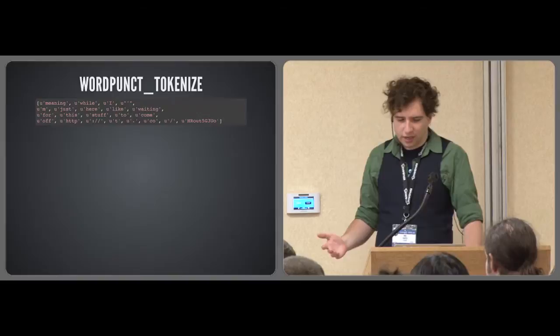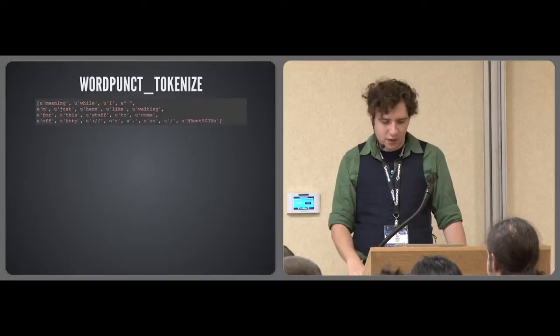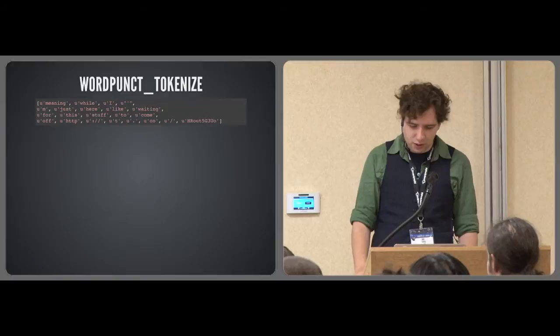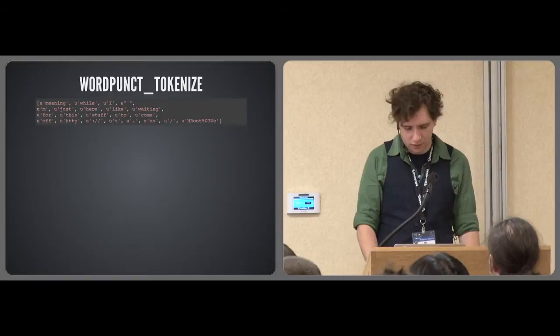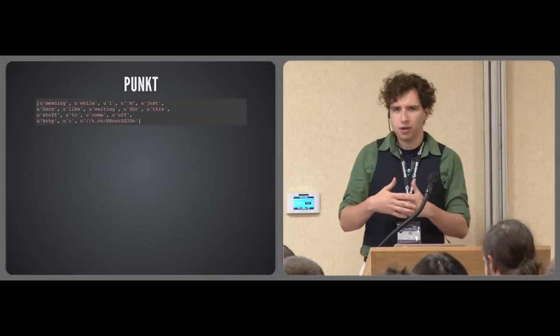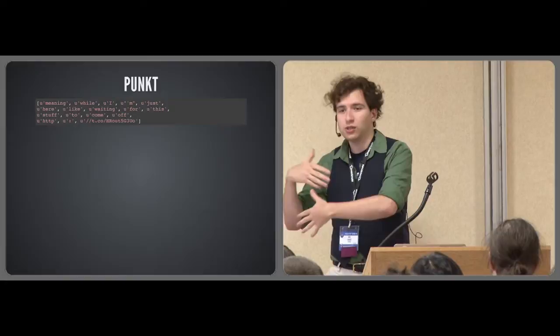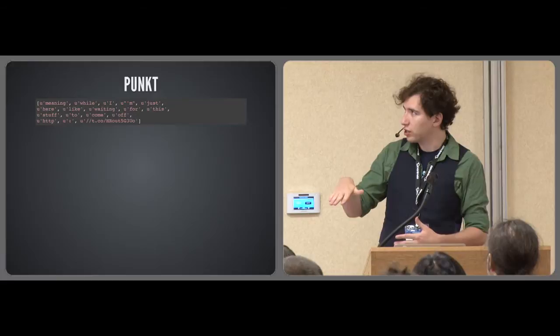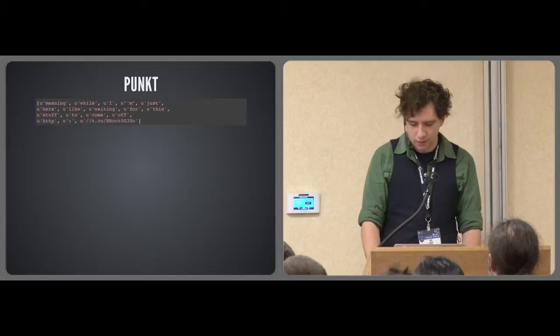Then there's wordpunct_tokenize. This just breaks on any instance of punctuation. This falls down even harder on URLs. We see that the URL is broken up into 7 tokens, most of which are just slashes. So that's going to make analysis of punctuation even more difficult. Punkt normally refers to an unsupervised algorithm for breaking up sentences. So you hand it a bunch of data, it figures out how to break those sentences. It teaches itself how to break those into sentences. And then inside of punkt, there's a word tokenizer, which we've used here. And it's functionally equivalent to the default one.